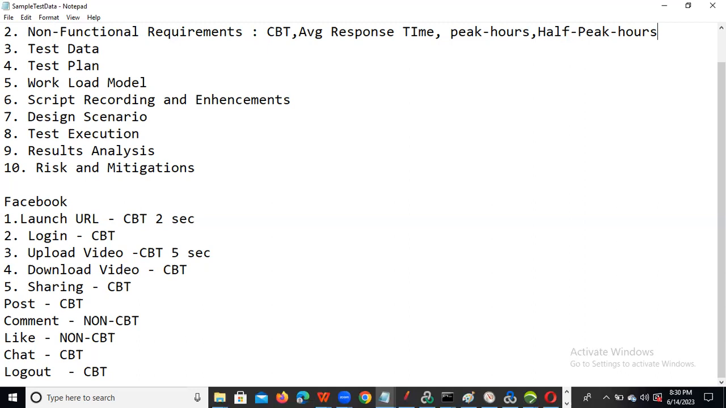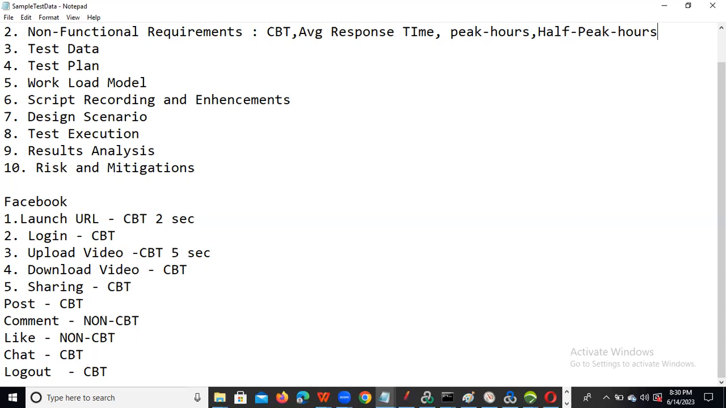Now going to the peak hours. Peak hours are, assume, after 5 p.m. onwards, up to 10 p.m. You can assume everyone will be free. Someone will be coming home from school or college, someone from the office, and at that time everyone will be free and logging in to the Facebook application and doing their transactions. Those hours we can consider as peak hours. Why do we consider them peak hours? Because at that time the load will be more.